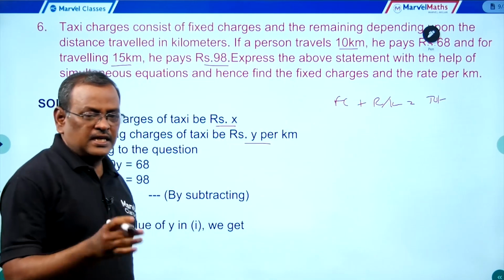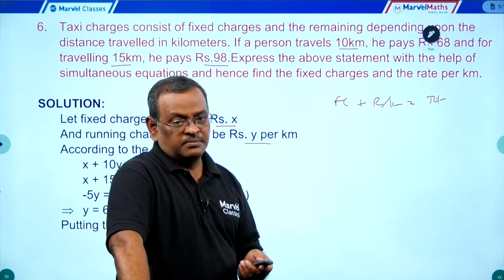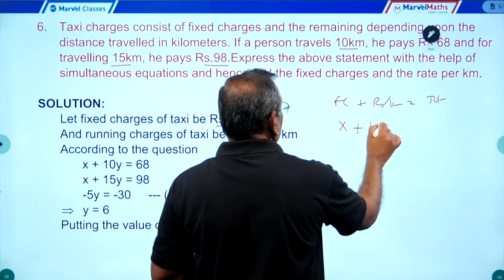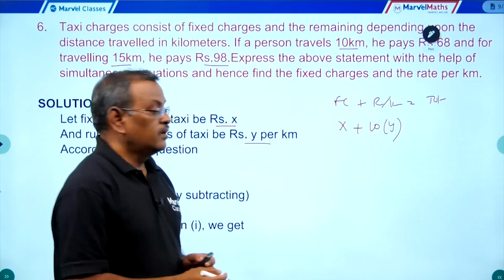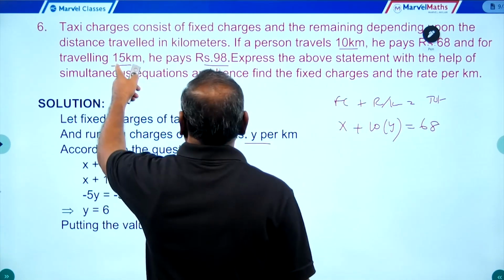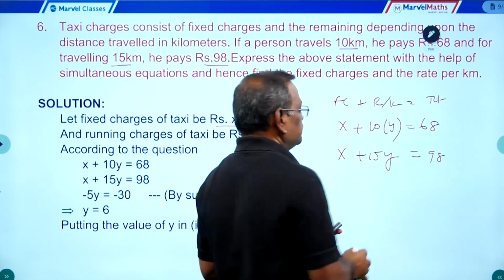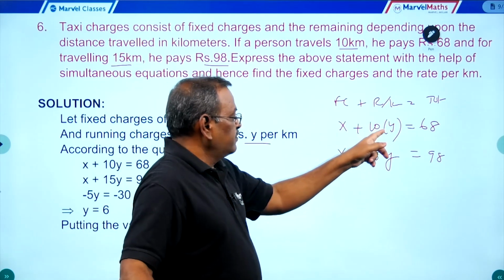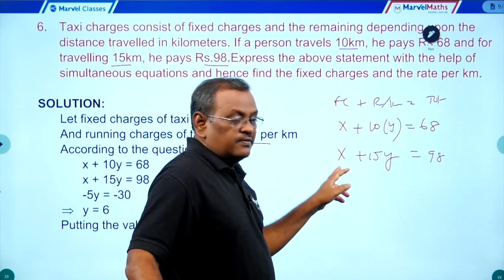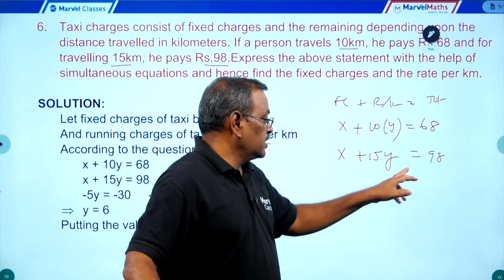Fixed charge means, for example, some fixed amount, maybe the driver's beta, something like that. So first, a person travels 10 kilometers: fixed charge x rupees, and 10 kilometers into cost of 1 kilometer, y rupees, which is equal to 68 rupees. And in the second case, for 15 kilometers, 98 rupees: x plus 15y. Fixed charge plus running cost, or variable cost, equals 98.